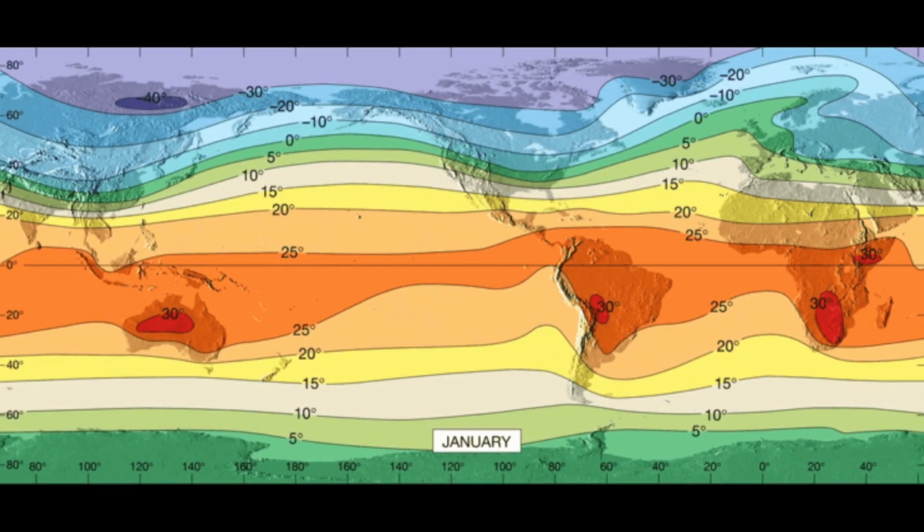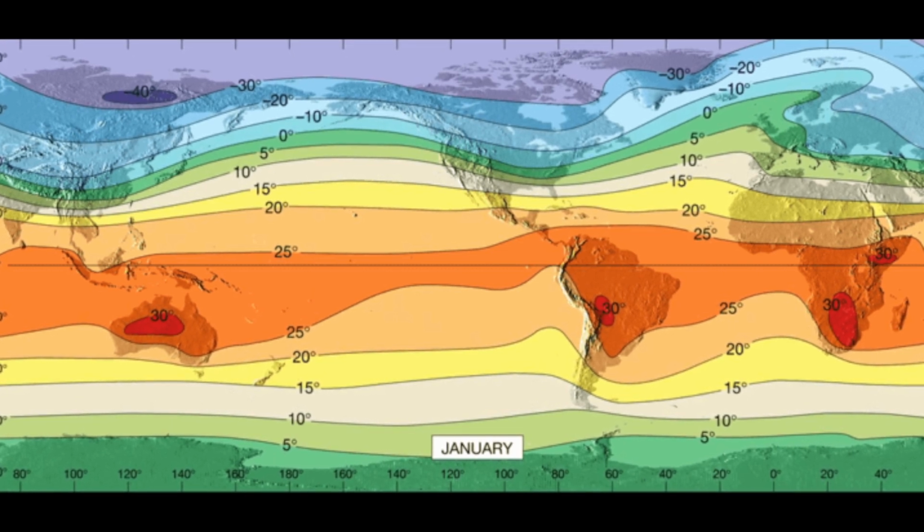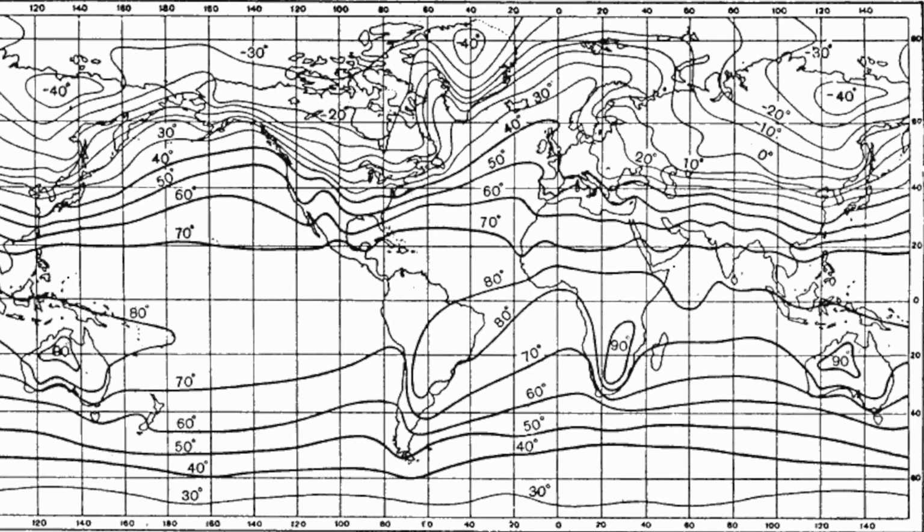The close spacing of January isotherms over the continents in the northern hemisphere represents a steep temperature gradient. The temperature gradient on the eastern sides of North America and Asia has been calculated as 1.5 degrees Celsius per latitude, while on the western sides of these continents the temperature gradient is reduced to the value of 0.44 to 0.55 degrees Celsius only. The mean January heat equator is located to the south of the equator.